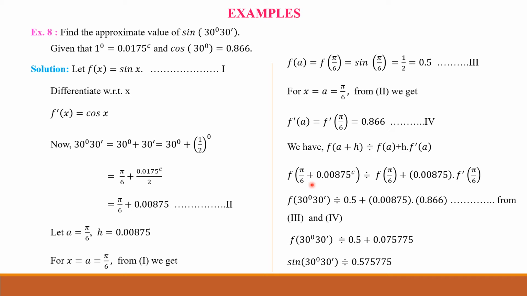Here f of x, that is A plus h. We know that A plus h is 30 degree 30 minutes. From 3 and 4, f of 30 degree 30 minutes equals 0.5 plus. Multiplying we get 0.007578. Hence, f of 30 degree 30 minutes, that is sine of 30 degree 30 minutes, is equal to, taking addition, we get 0.5076. That is the value of sine of 30 degree 30 minute.